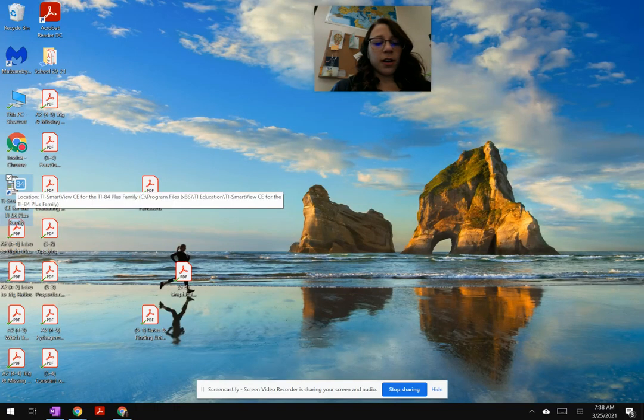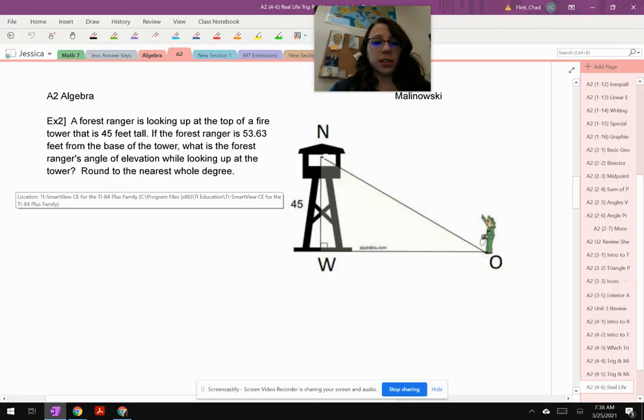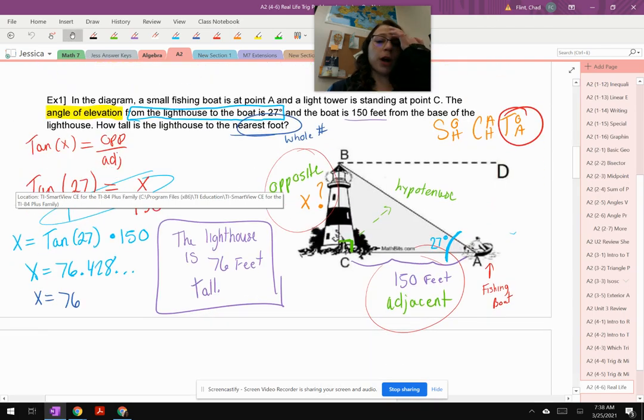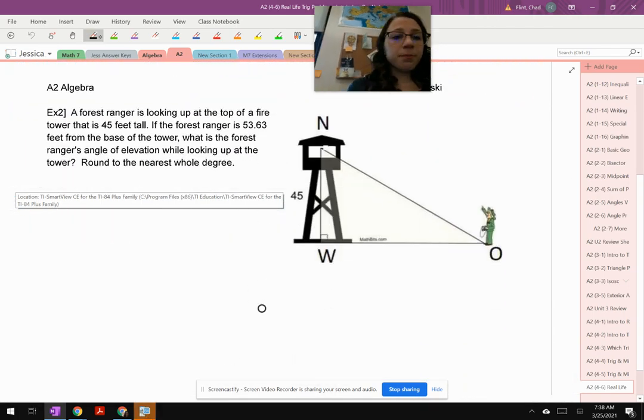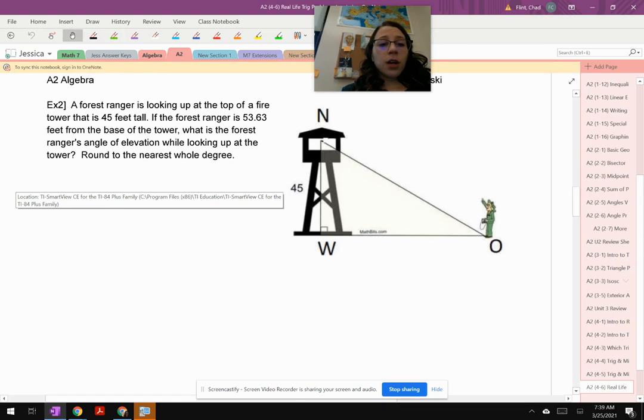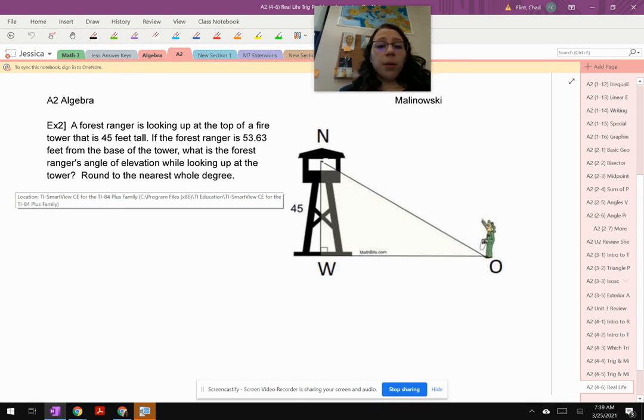Finishing off our lesson from the other day that I started on real life trig problems with the pictures. And so this is example 2 that we're looking at here. A forest ranger is looking up at the top of a fire tower. So there's my forest ranger over here and the fire tower, obviously. That is 45 feet tall, hence the 45 that they've labeled, which is nice.